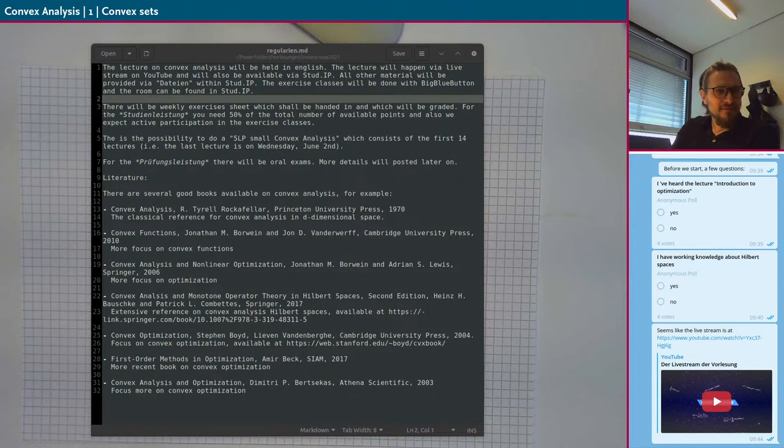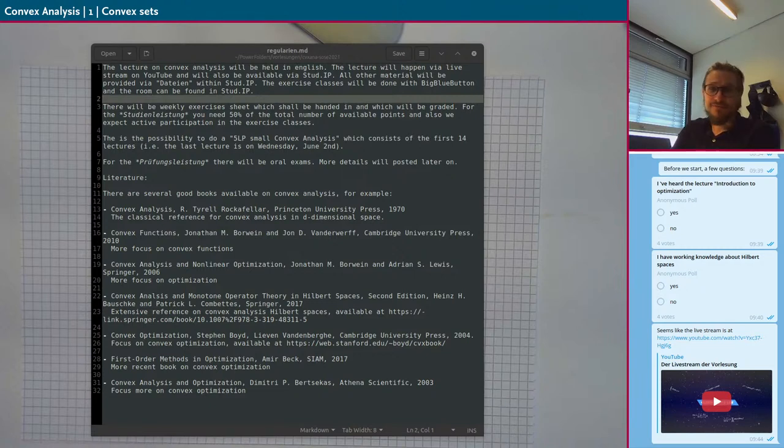Then there is another book by Borwein, this time with Adrian Lewis, Convex Analysis and Nonlinear Optimization, which gives a little more focus on optimization in the later part of the book. And then there's this tome, Convex Analysis and Monotone Operator Theory in Hilbert Spaces, by Bauschke and Combettes, second edition from 2017. It's about 500 something pages big.